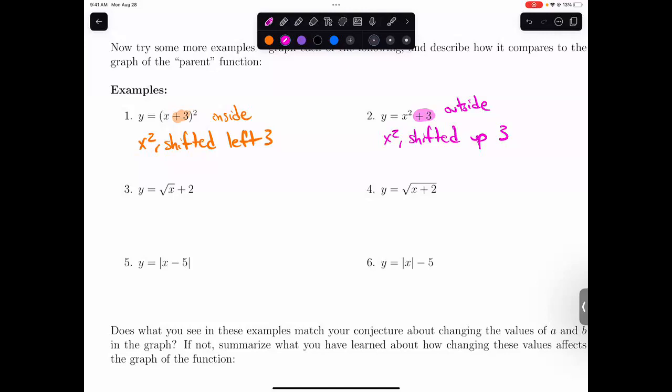What about the range though? Yeah, the lowest point used to be 0. Now the lowest point is 3.